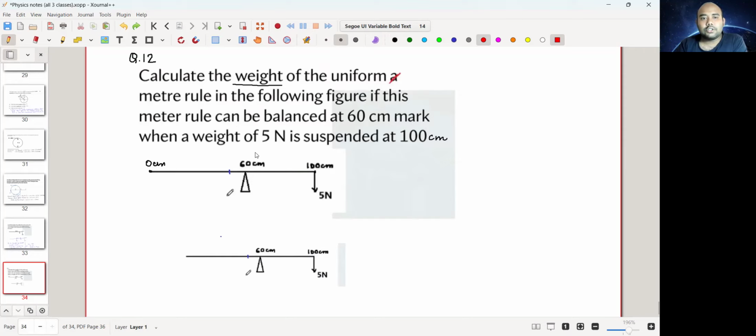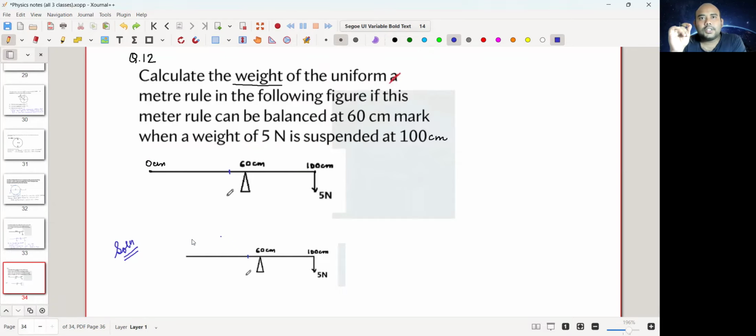That means the pivot is at 60 centimeter mark. So you can see that is also shown in the question itself, that this triangle, which is the pivot or the knife edge, is at 60 centimeter mark when a weight of 5 Newton is suspended at 100 centimeter mark. A 5 Newton has been shown on the 100 centimeter mark. So this is a balanced situation. Now I have just copied down the same figure below because I am going to solve this question.